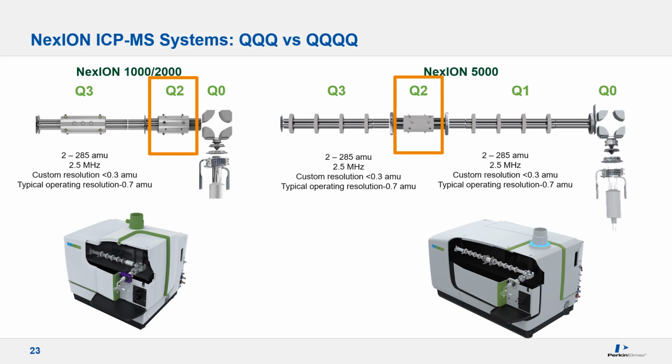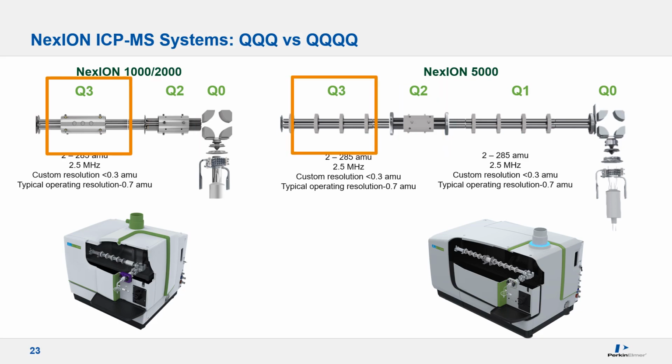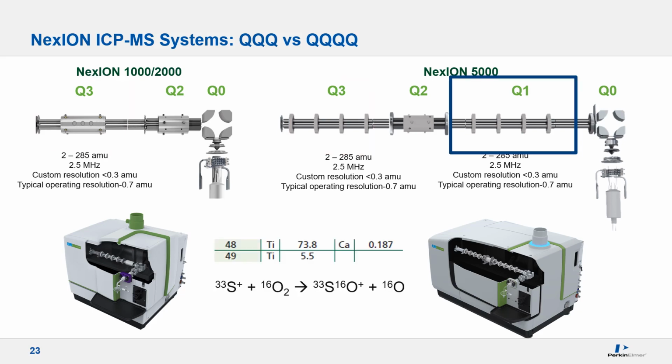We have in common the cell, which has the job of eliminating interferences. In both systems, it's a quadrupole-based cell with the capability to exert a stability field in the cell to reject ions which are not of interest. And further downstream, an analytical quad, which is measuring the target analyte. NexION 5000, in addition, has a quadrupole in front of the cell, which is restricting the range of ions to within 1 AMU unit of what's then allowed to enter the cell, and therefore able to take part in any reactions which we might want to promote in the cell in order to eliminate interferences.